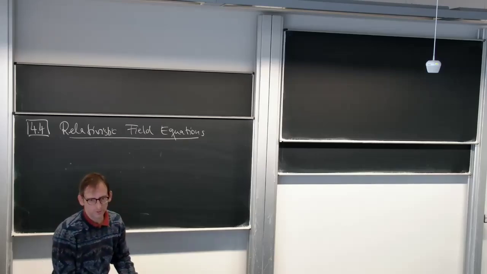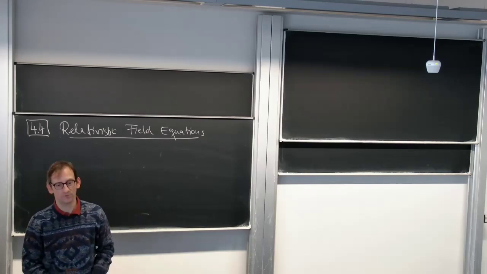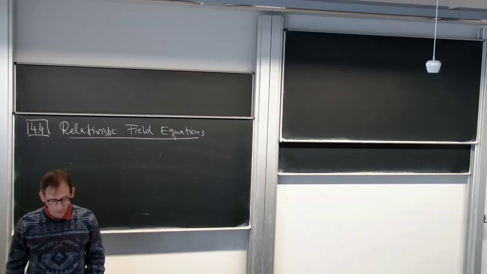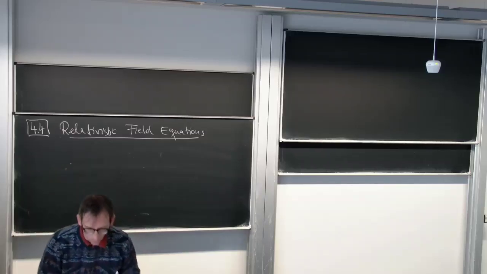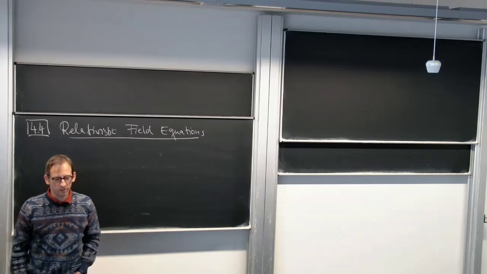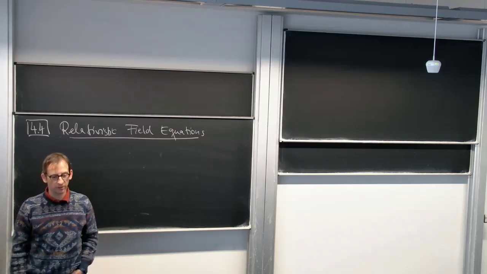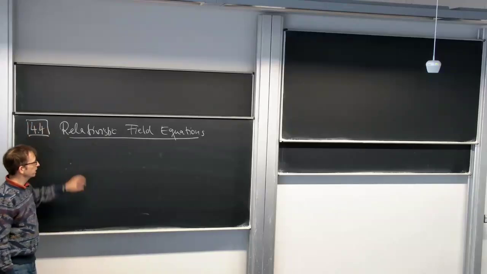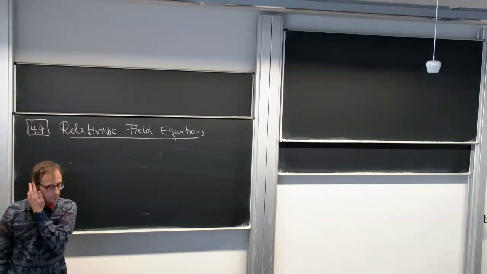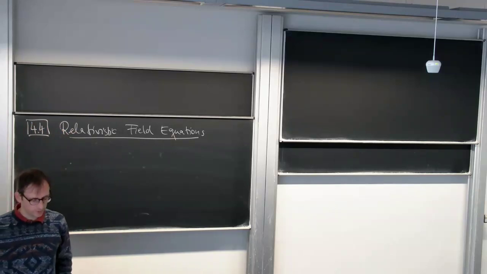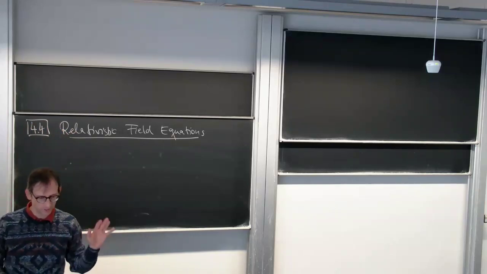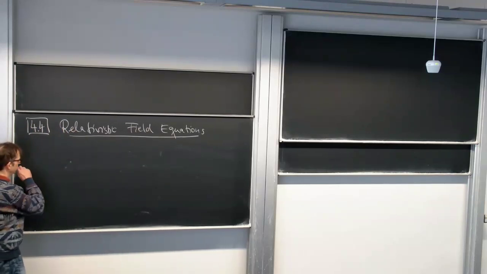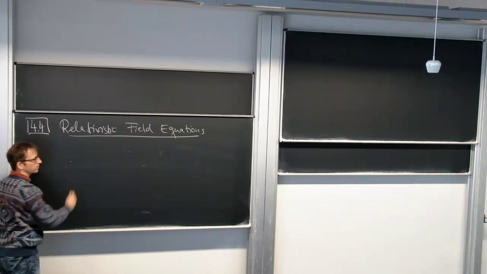If I counted correctly, this should be lecture number 11 already. Week number 6. And we are talking about chapter 4, classical relativistic field theory, and specifically 4.4, relativistic field equations. We've been talking extensively about all these representations, and we found the simplest one is the scalar field.